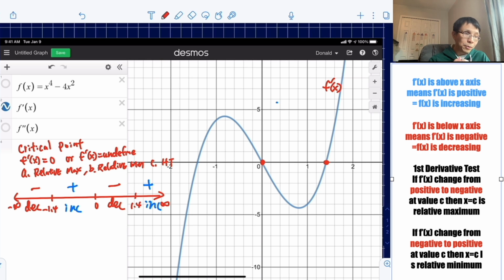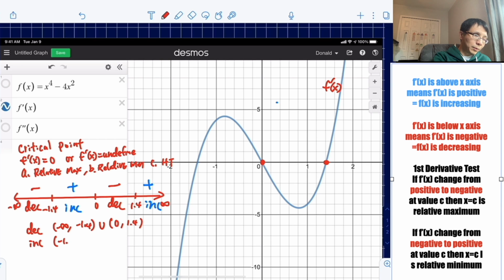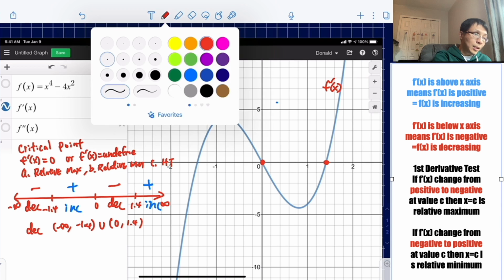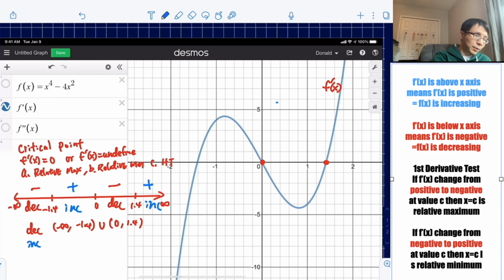And that seems true, because I'm going to write down decreasing here: it's between negative infinity and negative 1.4, union from 0 to 1.4. And increasing is going to be from negative 1.4. I'm going to use blue so that way you can see the color coding difference. So increasing is going to be from negative 1.4 to 0, union from 1.4 to infinity. Okay, so those are the things that you see.